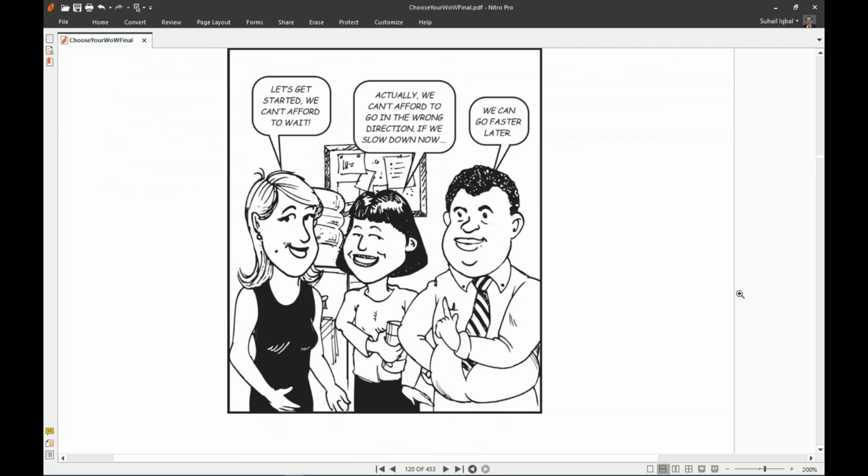And in the diagram we have here 3 people standing by the water cooler, 2 girls and one man. The blonde girl says, "Let's get started. We can't afford to wait." And the girl with black hair says, "Actually, we can't afford to go in the wrong direction if we slow down now." And the man says, "We can go faster later."